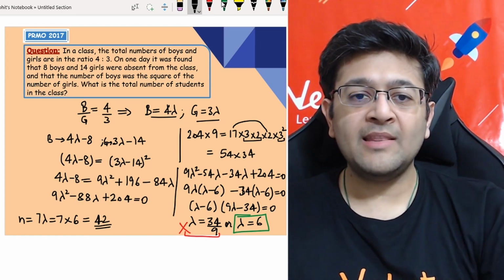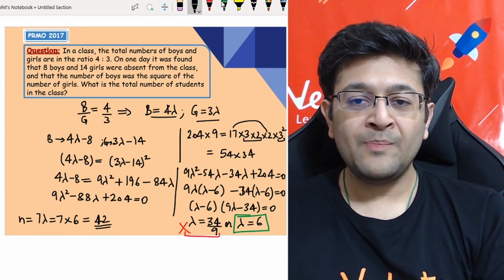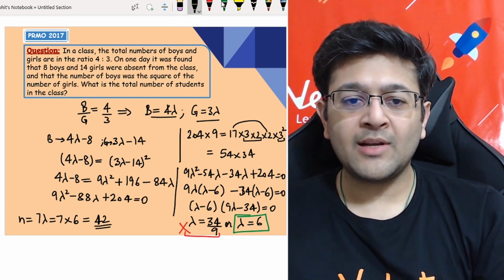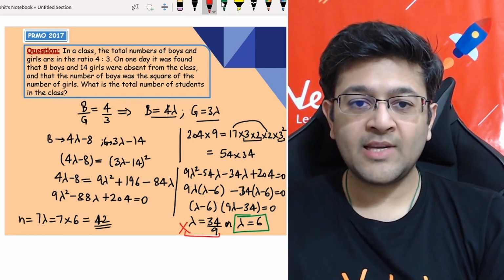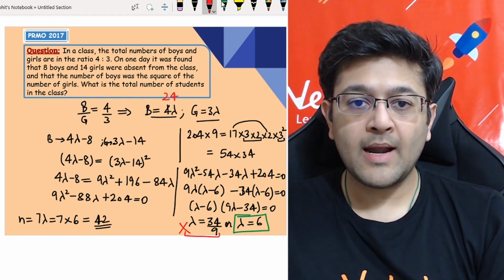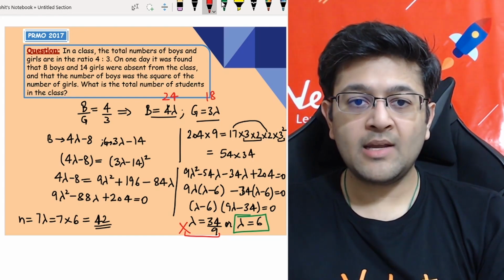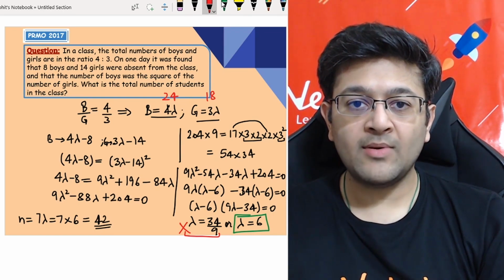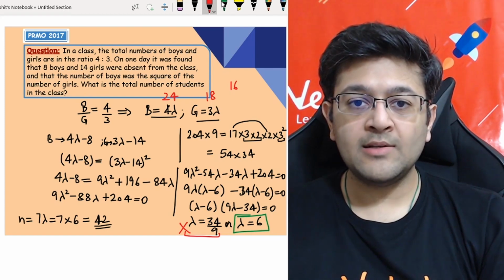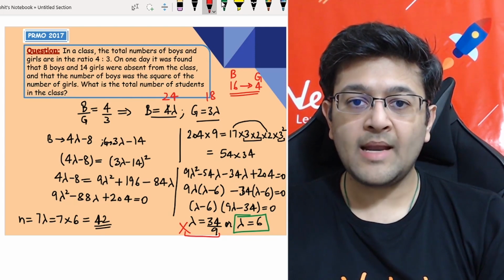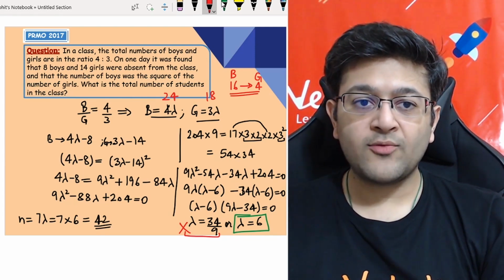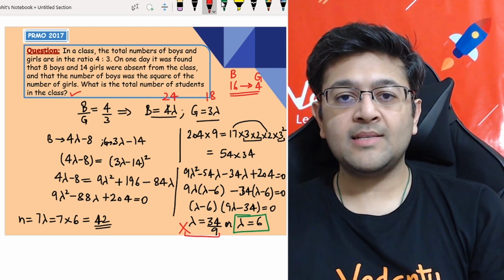The very important thing in these types of questions is that in the exam, the very beautiful thing about this is that you can cross check your answer, right? So let's see how many boys and how many girls there were. First of all, let's check. 4 lambda would be 24 and 3 lambda would be 18, right? So they are in 4 to 3 ratio. Then let's check the condition. If I remove 8 boys, it will become 16 boys. And if I remove 14 girls, it will become 4 girls, right? So 4 girls and 16 boys, and yes, it is the square of the number of girls, right? So from this I can say that yes, our answer is correct.